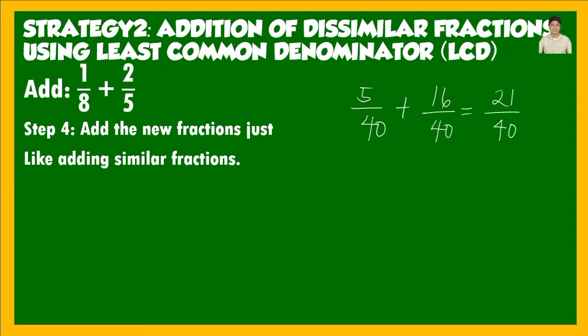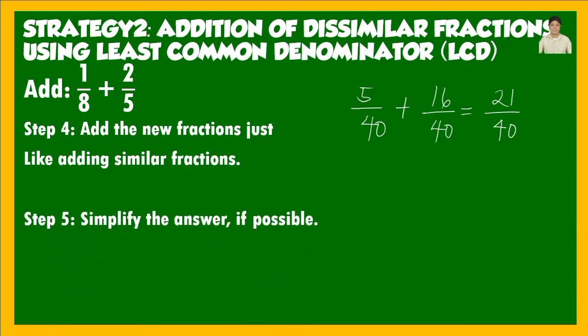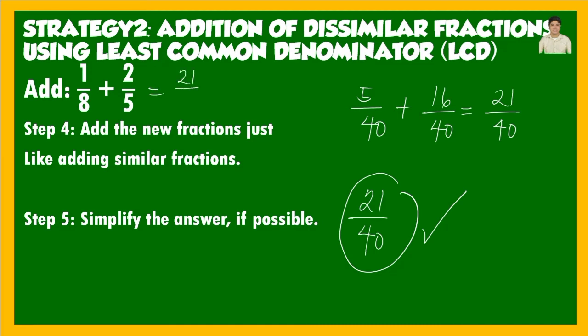Ayan. So, yung answer natin is 21 over 40. And then, simplify the answer if possible. So, our answer is 21 over 40. So, ngayon mag-iisip tayo kung ano ba yung greatest common factor naman. Okay, GCF. So, wala po tayong ibang GCF dito sa mga numbers na yan, kundi 1. So, 21 over 40, this will be our final answer. So, ayan, simplified na kasi siya.